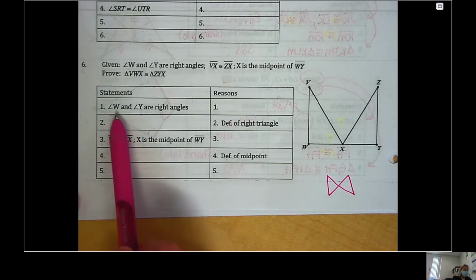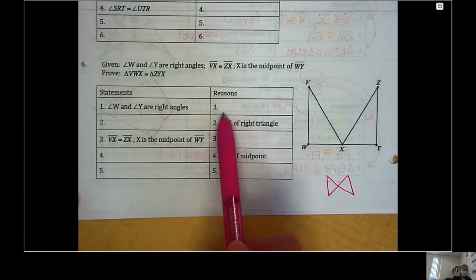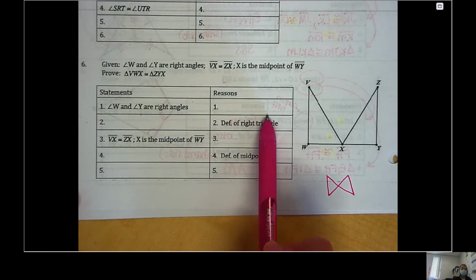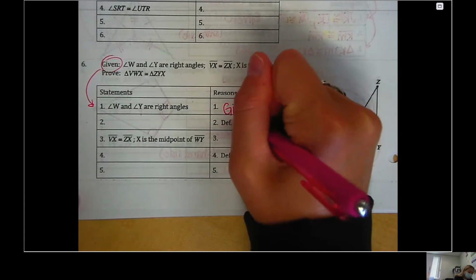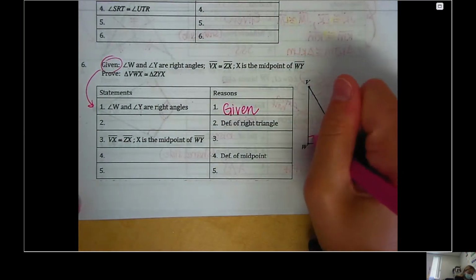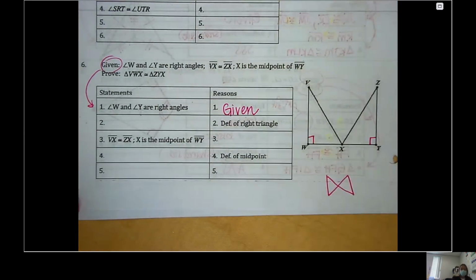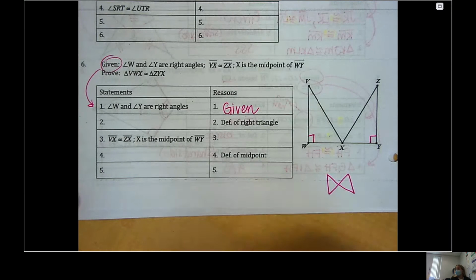All right. First one says angle W and angle Y are right angles. How do you know that? It's given. Good. There's my first statement. Okay, so we're going to draw that in our picture. What should I put on W and Y? The boxes. Okay. Now, I don't know my second statement, but I know the reason is the definition of a right triangle.